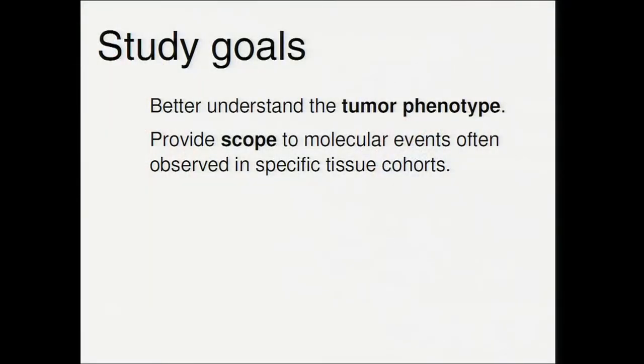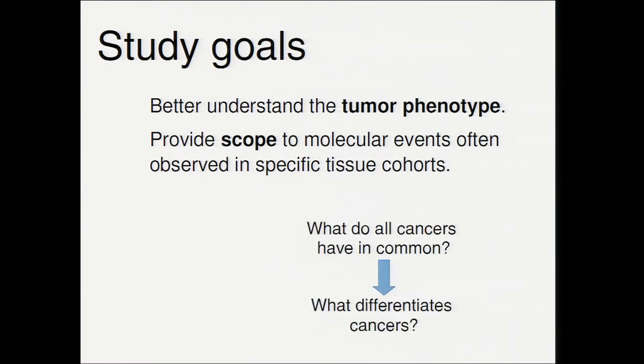So the goal of this study is going to be relatively straightforward. We're going to look at the tumor phenotype, and that's going to be the mRNA, microRNA, and methylation data. We're going to try and get at the scope of the events observed in specific tissue cohorts as well as in a pan-cancer context. We're going to do this by going the opposite way that we normally do these studies. We're going to first look at what all cancers have in common, and only then look at what is specific to individual cancers.